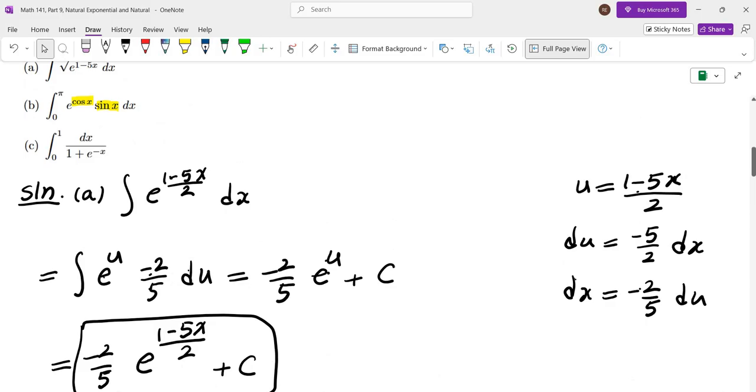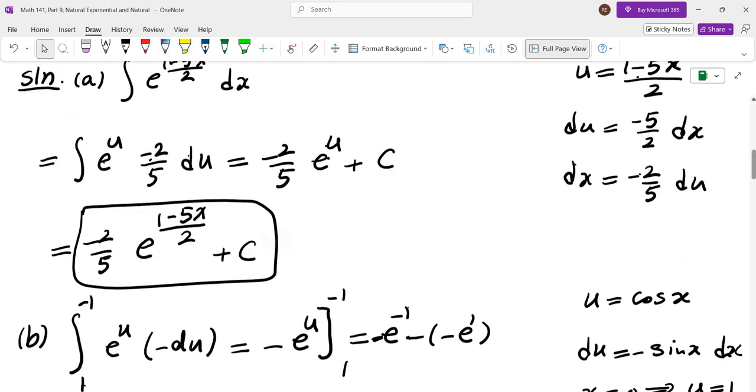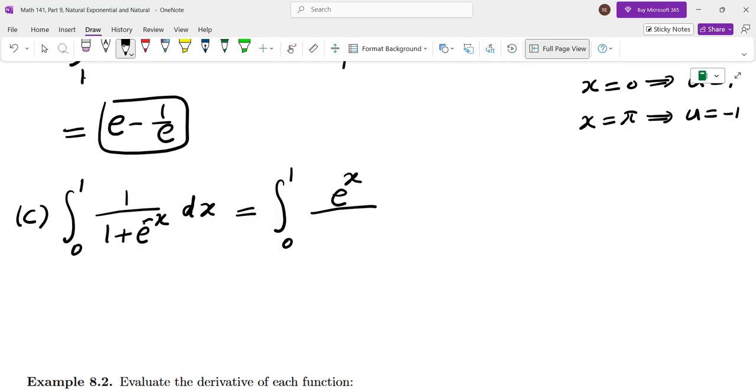Finally, the last integral is the integral of dx over 1 plus e to the power of negative x. So this is the integral from 0 to 1 of 1 over 1 plus e to the power of negative x dx. We're going to multiply by e to the power of x to get rid of that negative exponent. So this would be the integral from 0 to 1 of e to the power of x over 1 plus e to the power of negative x times e to the power of x.